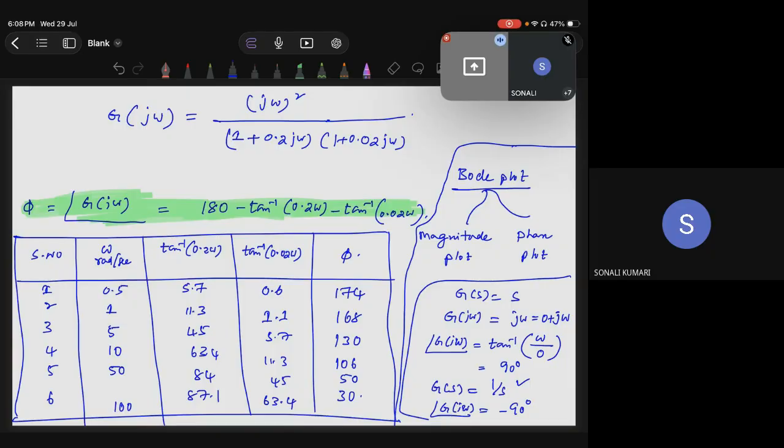Any doubt in this table? Anyone having any doubt? How did I write this as this? This looks like a plus jb. What is the angle? Tan inverse b by a. Tan inverse 0.2 omega by 1, so that is tan inverse 0.2 omega. Correct? Any queries here so far?